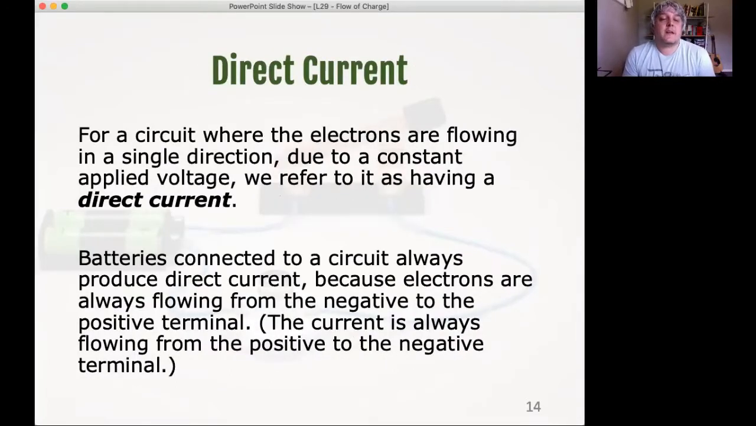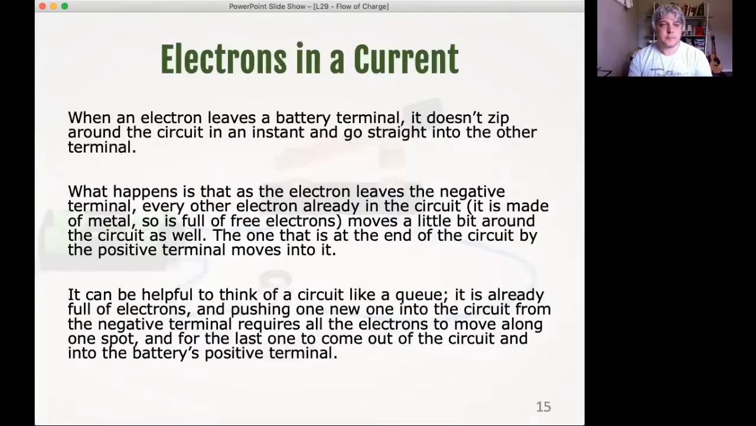Whenever the electrons are flowing in a single direction, as per all our examples so far, we've had a negative end and a positive end. The electrons will always flow away from the negative end and towards the positive end. That's called a direct current, because the direction of the electrons, and therefore the direction of the conventional current, which would be the opposite to the direction of the electrons, never changes. Batteries are always direct current, because the way batteries are set up is to have a negative end and a positive end. And so electrons will always flow a very specific way. They will always flow from the negative end to the positive end. So batteries always produce a direct current.